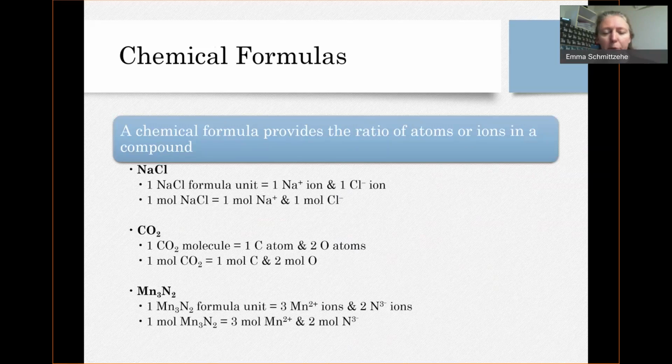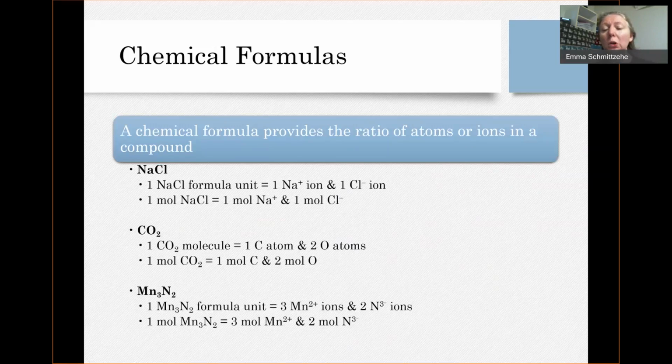So I've got some examples. So if we have NaCl, hopefully it should be obvious when you look at that chemical formula that one formula unit of NaCl is actually one Na plus ion and one Cl minus ion, right? That's why there's no subscripts there, because there's one of each in a formula unit.